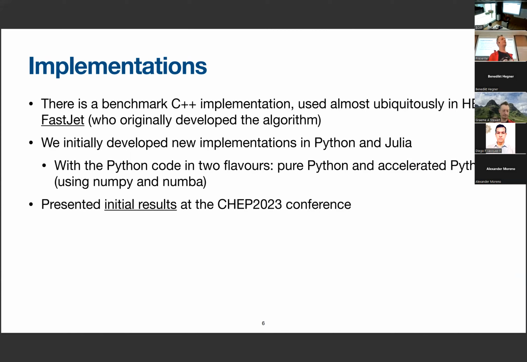So obviously the C++ FastJet package is very much the reference implementation. It's used ubiquitously inside of high energy physics. We wanted to look at Julia, clearly, so we did that one as well. But of course, given the prevalence of Python, we thought, well, maybe it's interesting. Let's try this in Python. We'll try it in pure Python, pretty much as an academic exercise.